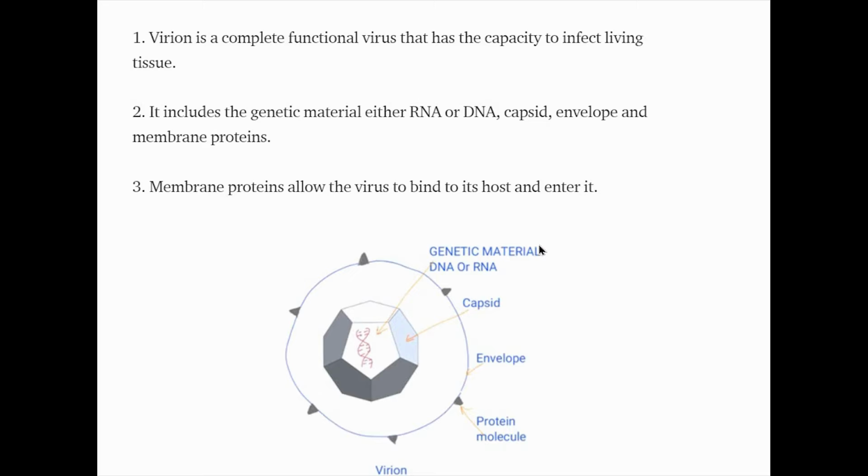So basically, virus can be divided into two parts: naked virus and enveloped virus. Naked virus is the one without the envelope and protein spikes, whereas enveloped virus, also called virions, has a capsid, an envelope and these protein molecules.